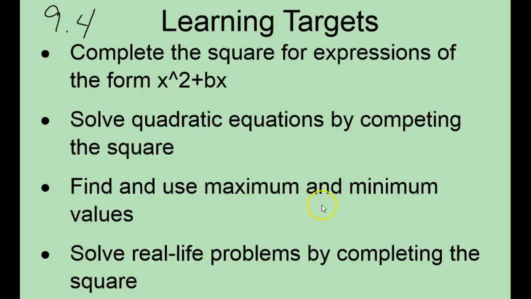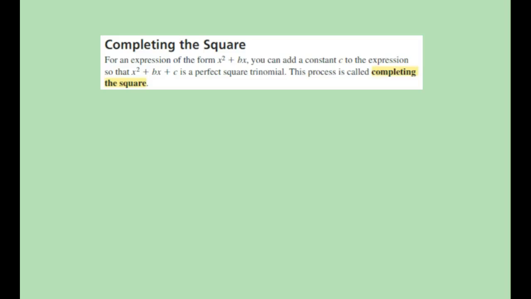And remember, we've talked about these maximum and minimum values, and this is where our vertex is. So then I'm going to solve real-life problems by completing the square. So the first thing I want to look at is when I have this expression x squared plus bx, I can add a constant c to the expression so that x squared plus bx plus c is a perfect square trinomial. And remember, I like perfect square trinomials because then I can factor them very easily. So this is called completing the square.